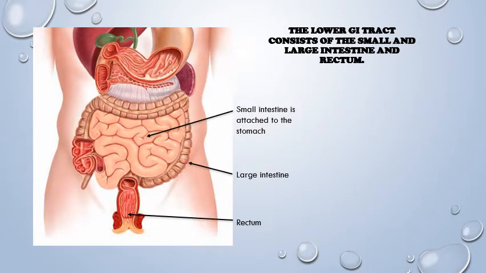The lower GI tract consists of the large intestine and the rectum. The function of the large intestine is to consolidate undigested material into fecal waste that is disposed of through the rectum. Problems in the GI system can occur at any point along the way. There are a number of tests and studies that the physician can order to determine the site of the problem.